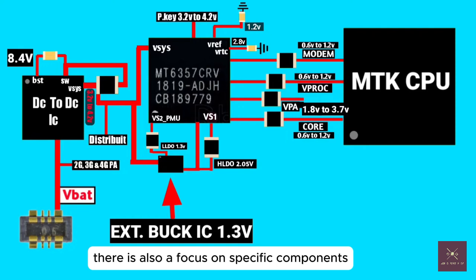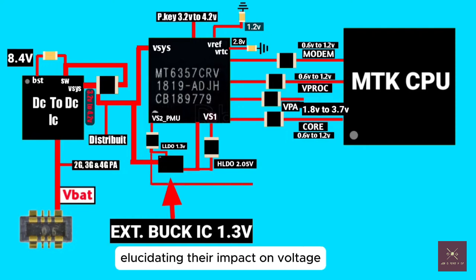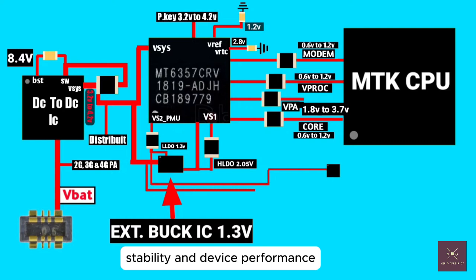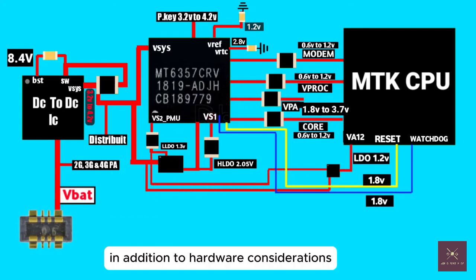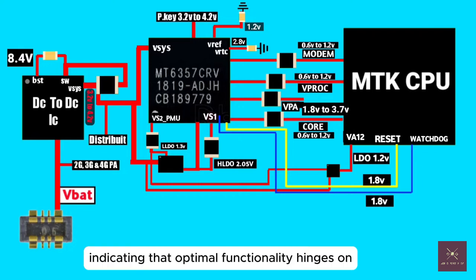There is also a focus on specific components such as coils and regulators, elucidating their impact on voltage stability and device performance. In addition to hardware considerations, the necessity of software in voltage regulation for mobile devices is highlighted, indicating that optimal functionality hinges on the seamless integration of both hardware and software.